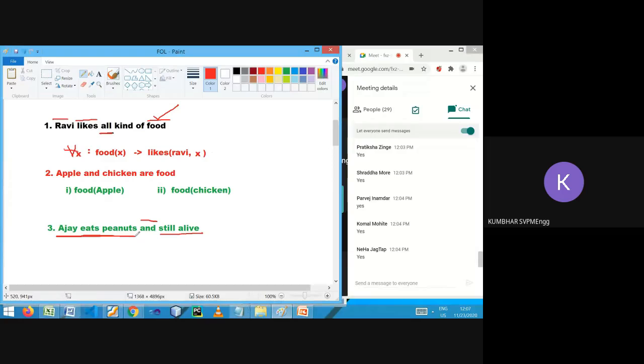Can I make Ajay a predicate, eats a predicate, or peanuts a predicate? It will tell true or false. What can I make a predicate? Please try. Even if it is not correct, no worry. Okay, Kumar is saying eats. Any other option? Anyone else other than eats feel that it is a predicate?